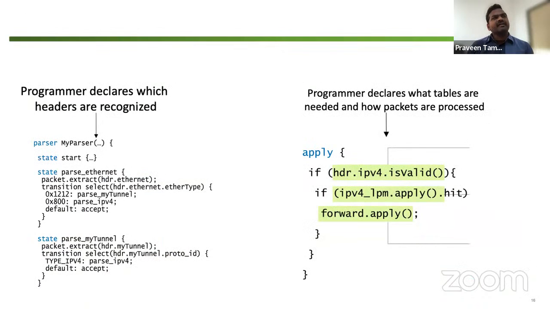And here is a simple code snippet that you see on the left-hand side, where you can write a parser. The left-hand side shows the parser, where you could parse the Ethernet header and then go either the IPv4 path or the MyTunnel path. It's a simple state machine. And on the right-hand side, you see the match action pipeline logic, where you first recognize if it is an IPv4, then you visit the IPv4 longest prefix match table, followed by the forward table.